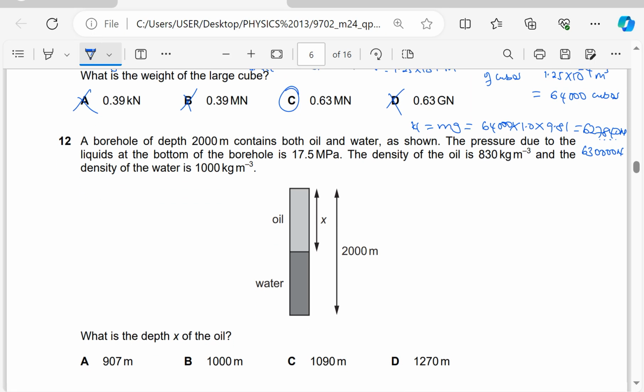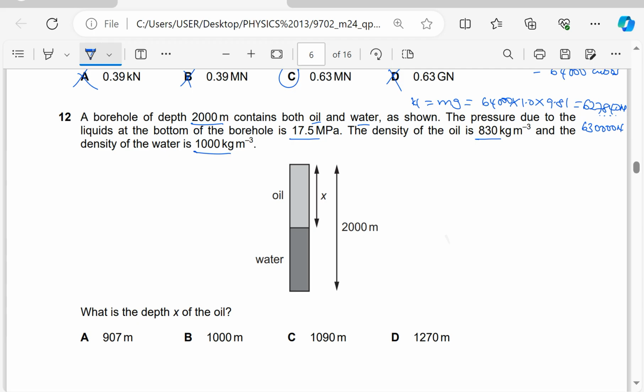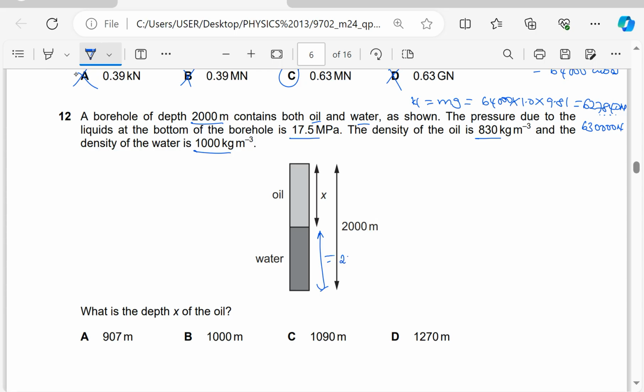Question 12. A borehole of depth 200 meters contains both oil and water as shown. The pressure due to the liquids at the bottom of the borehole is 17.5 megapascals. The density of the oil is 830. The density of water is 1000. What is the depth x of the oil? So I'll first find this height here, which is going to be 2000 minus x.